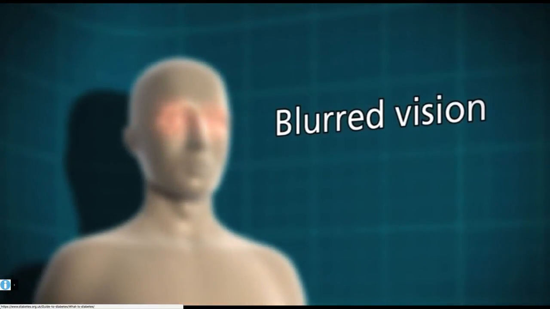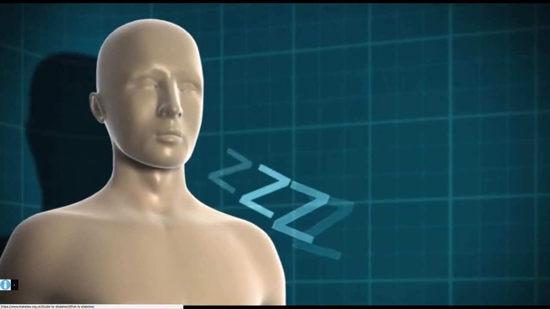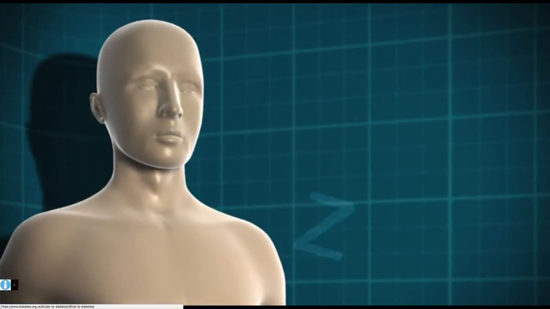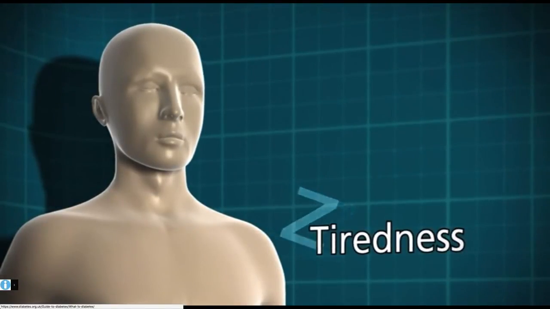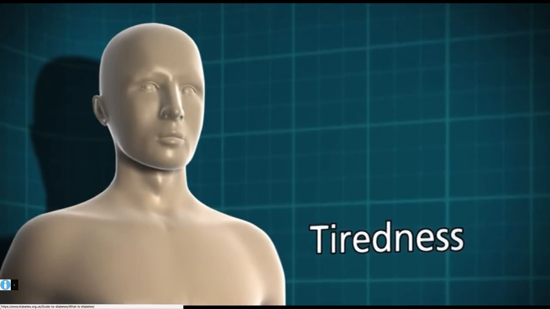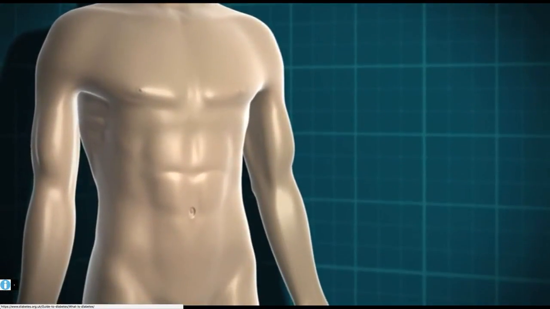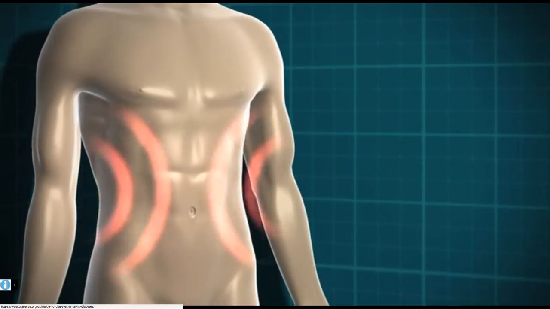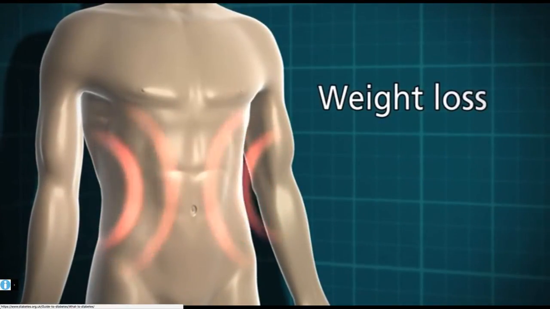Because the glucose can't get into the cells to be used for energy, somebody who's got undiagnosed type 1 diabetes is going to start feeling very tired, lethargic, and unable to go about their normal daily routine. But the body still needs an energy source in order to work properly. So what it does is it starts to break down its fat stores, and that can lead to weight loss.